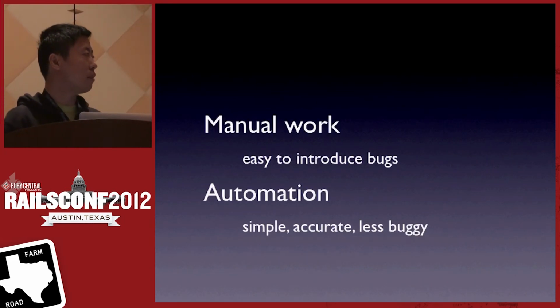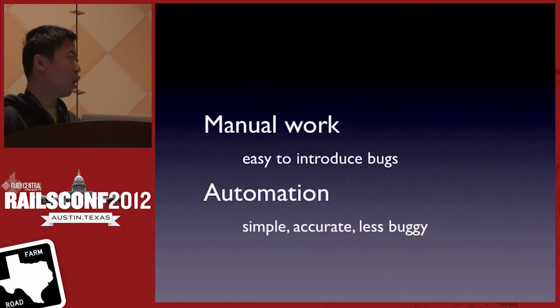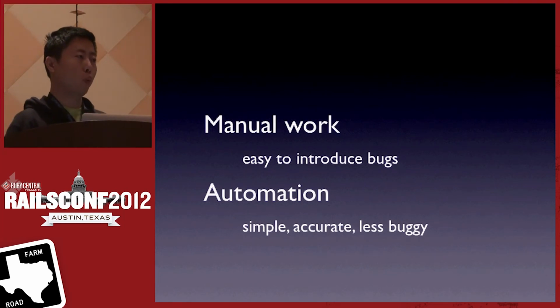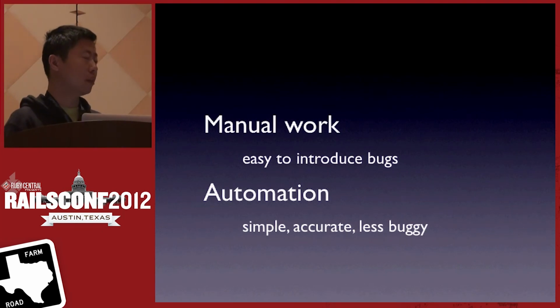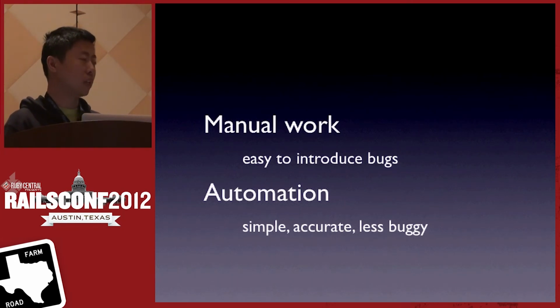In the development lifecycle, you will see some processes can be done automatically, and some processes have to be done manually. Manual work can easily introduce bugs into your product, while automation makes things simpler, more accurate, and less buggy. So for us, we try to do processes automatically as much as possible.